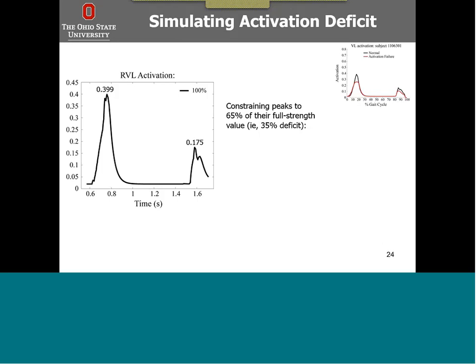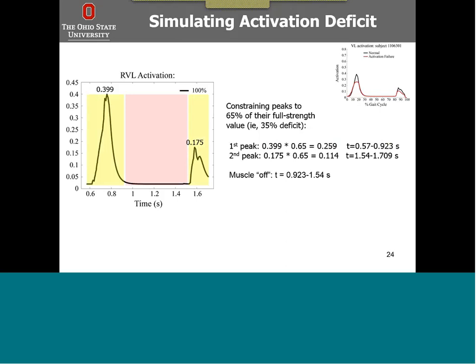It's then, again, some simple calculations to determine what the new peak values for activation would be when we decrease these to 65% of their full strength value. In other words, applying a 35% deficit. So for the first peak, then, the new value would be 0.259. For the second one, our new value is 0.114. And then in between those peaks, the muscle is basically off and not activated.